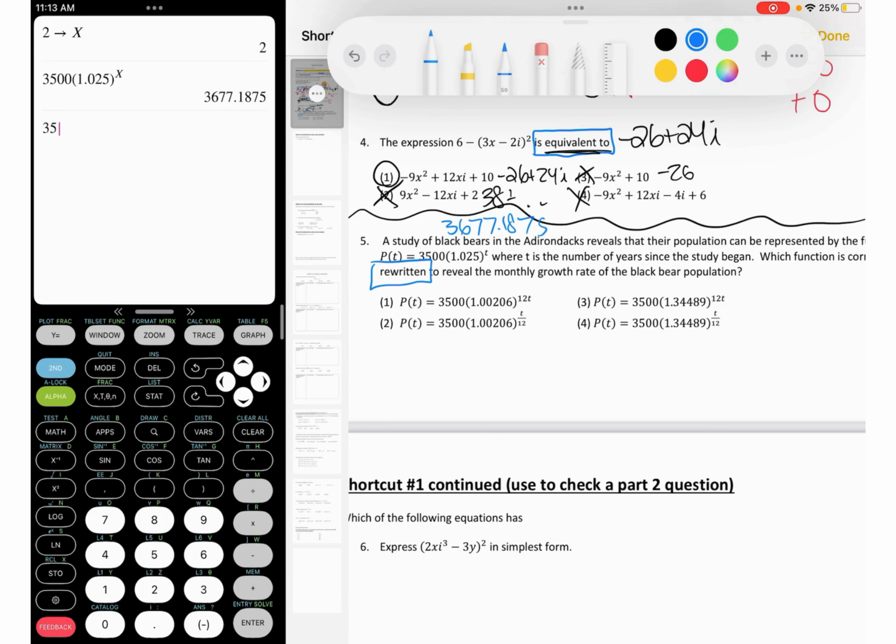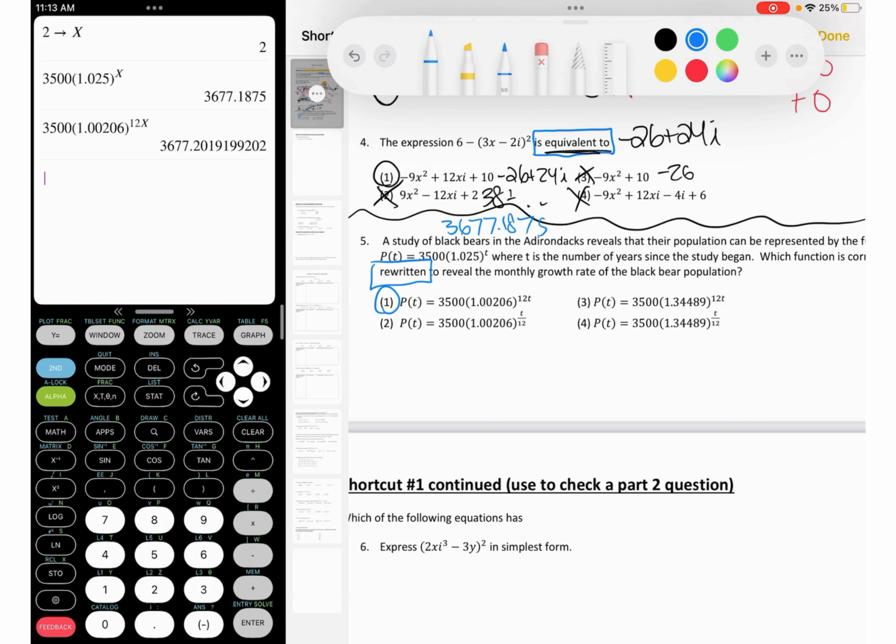So I'm going to type in choice 1, which we know is the right answer. 3,500 times 1.00206 to the 12x. So what I'm seeing is we're not identical. Okay, that 3677 is 3677, but instead of 0.18, it's 0.20.